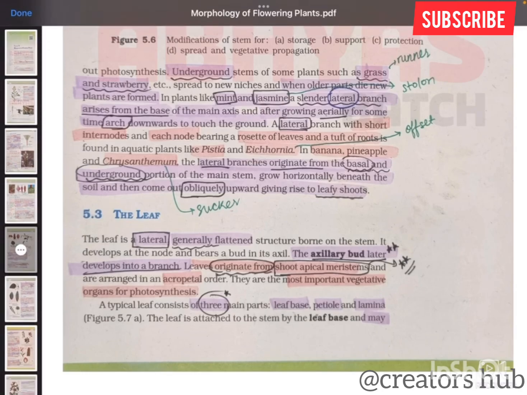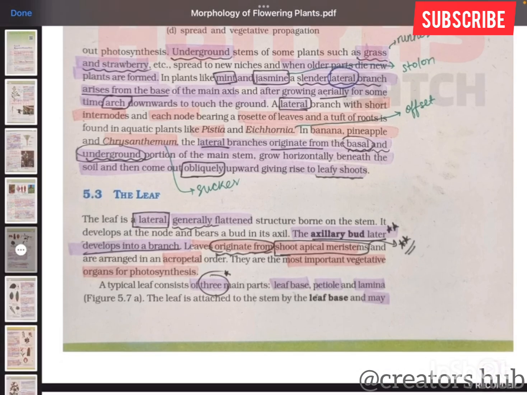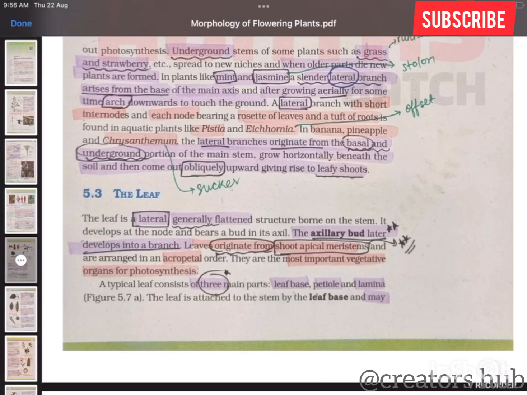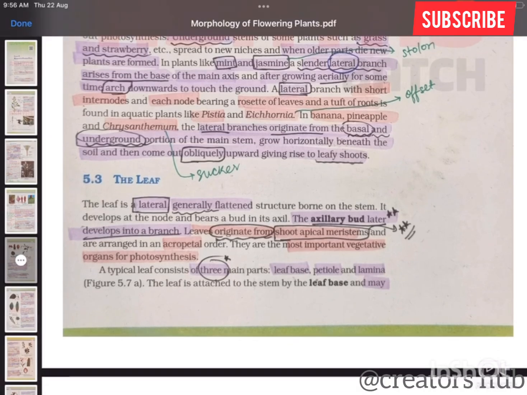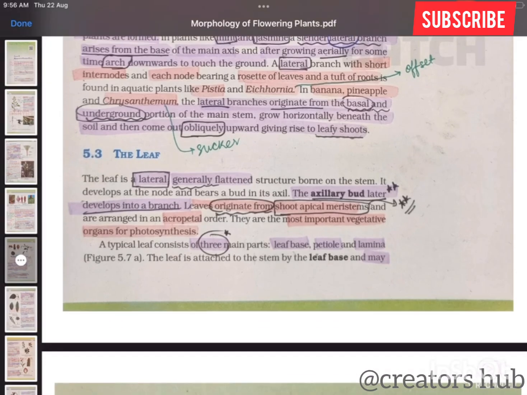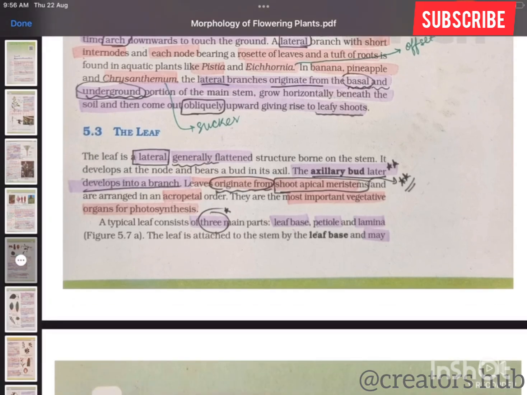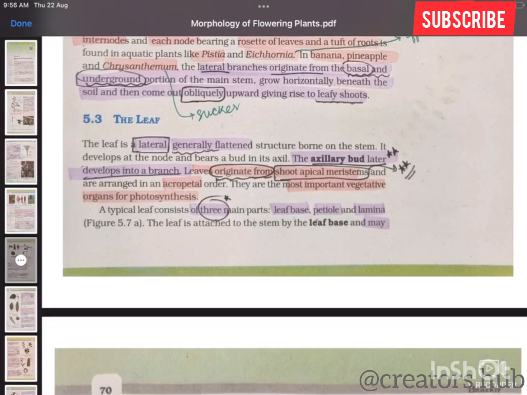The leaf is a lateral, generally flattened structure borne on the stem. It develops at the node and bears a bud in its axil. The axillary bud later develops into a branch. Leaves originate from shoot apical meristem and are arranged in acropetal order. They are the most important vegetative organs for photosynthesis.